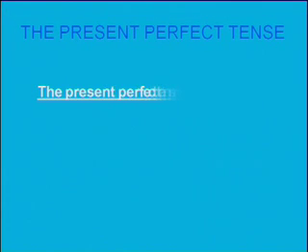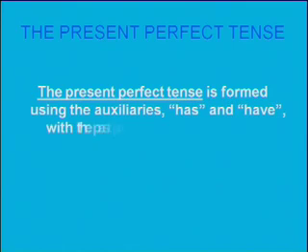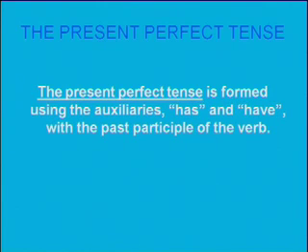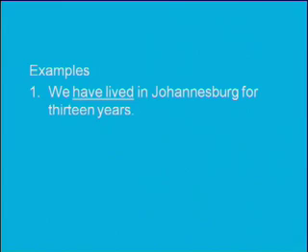Right, let's look at the present perfect tense. The present perfect tense is formed using the auxiliaries has and have with the past participle of the verb. Right, if that seems confusing, let's see if we can just find an example. We have lived in Johannesburg for 13 years. What does that mean? Now we've got to go from the tense to what it means. If you say we have lived in this place for 13 years or 15 years, what does it tell you about where you're living now? It means you are still in Joburg.